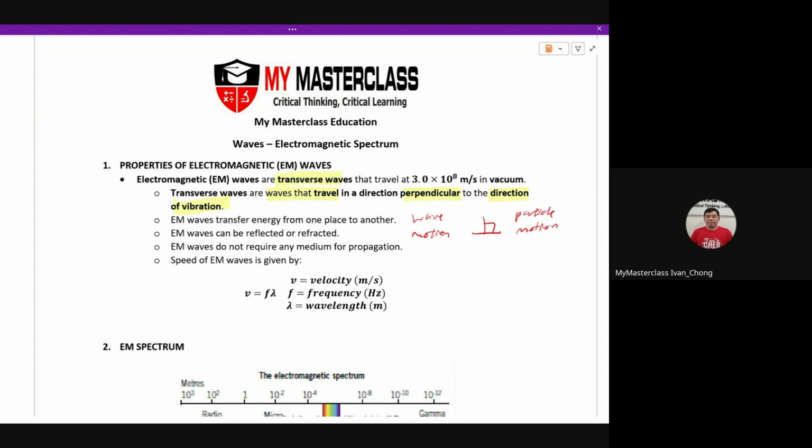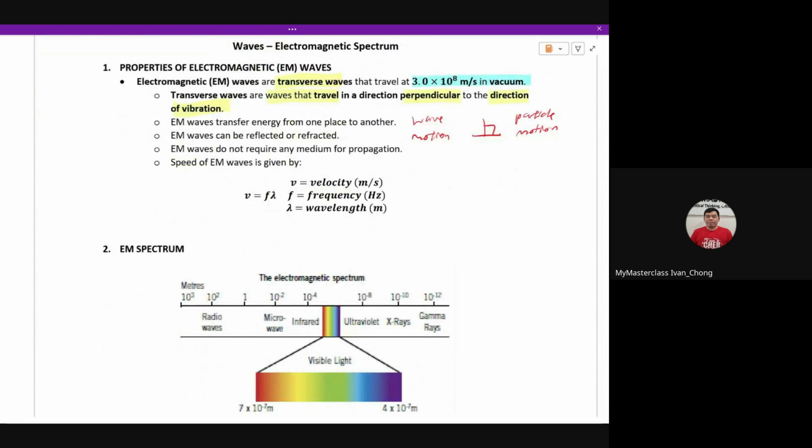And if you notice over here, they all travel at 3 times 10 to the power of 8 meters per second. If you remember, this value is actually the speed of light in vacuum. Now, why do they share this same value? It's because light is an EM wave. Do take note of this. And in your wave chapter itself, we have learned v equals f lambda.